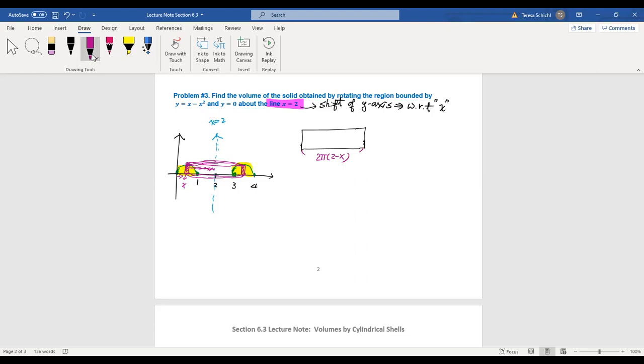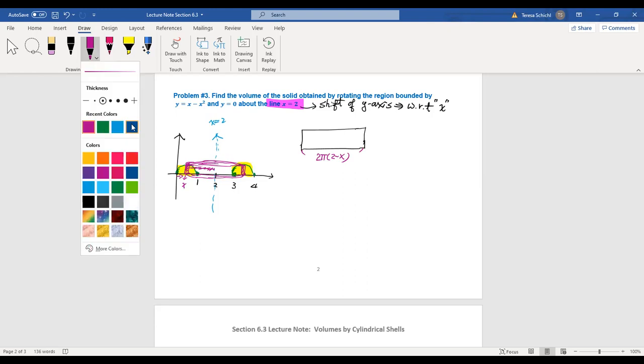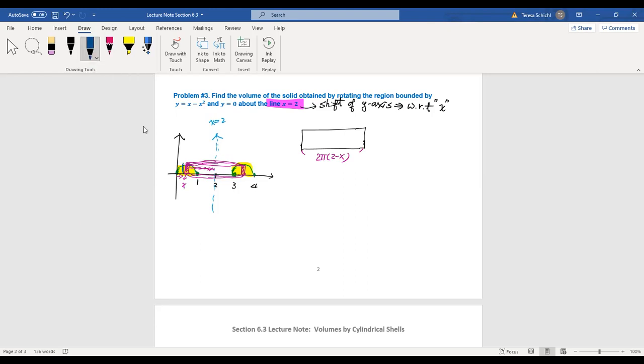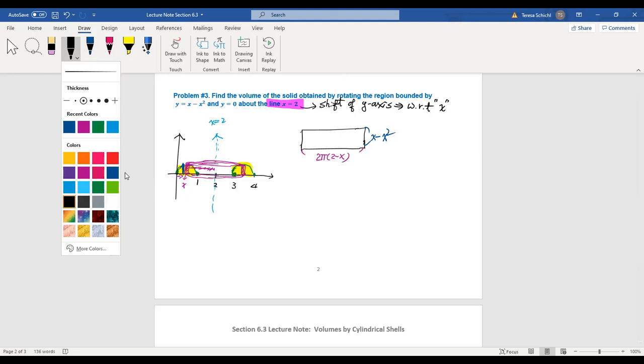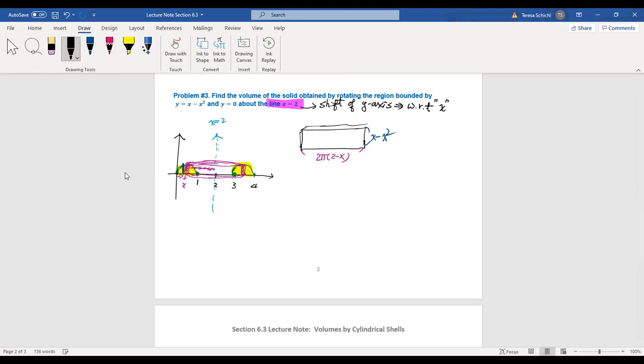Now let's take a look. This is my height, this part, and that's just the function f of x. So this is x minus x squared, from here to where it touches the function. So it's x minus x squared. Of course, like we said, it has a very thin thickness, which is why we get a kind of rectangular prism.